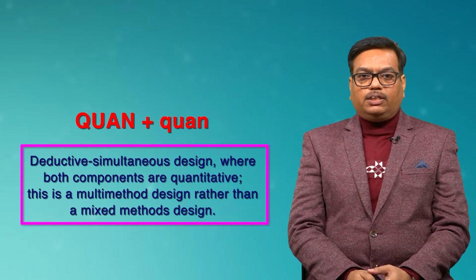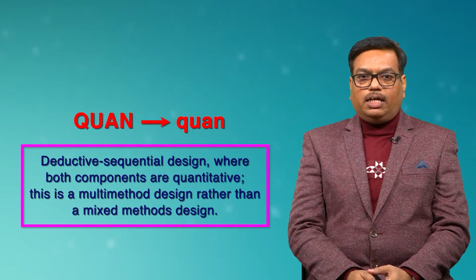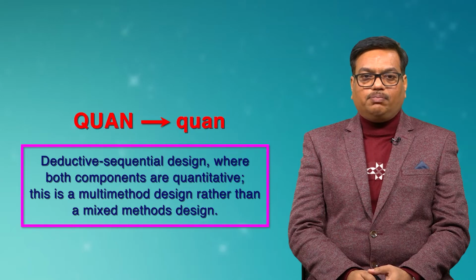This is a multi-method design rather than a mixed method design. And then QUAN plus QUAN is deductive simultaneous design where both components are quantitative. This is a multi-method design rather than a mixed method design. And then QUAN arrow QUAN is deductive sequential design where both components are quantitative. This is a multi-method design rather than a mixed method design.